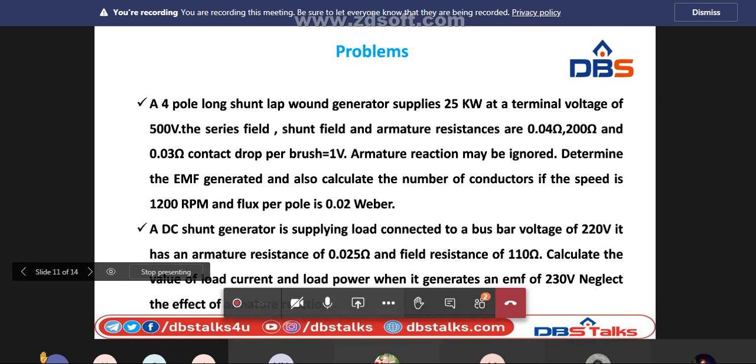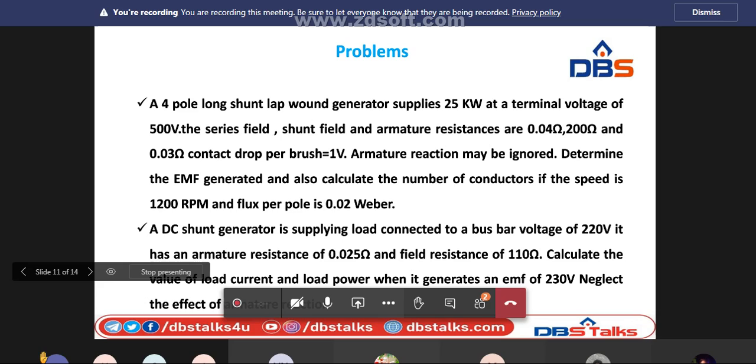A 4-pole long shunt lap wound generator supplies a 25 kilowatt load at a terminal voltage of 500 volts. The series field, shunt field, armature resistance are.